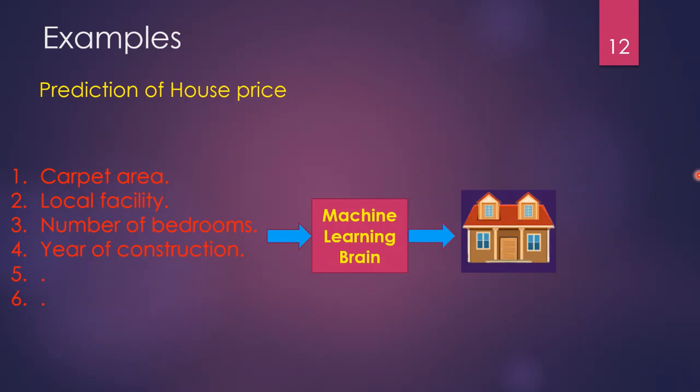Here, we can teach a machine learning model with lots of examples having all these features as input and the actual house prices. I'm saying it is an example. If it is an example, that means I have the full record of a set of houses whose carpet area, local facility, number of bedrooms, year of construction, and many other features are known, as well as their actual price is also known. And this as a whole creates a data set.